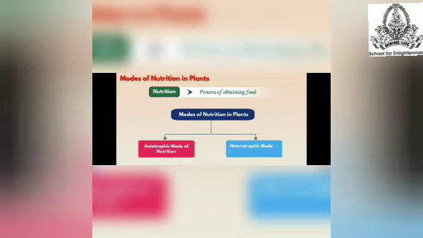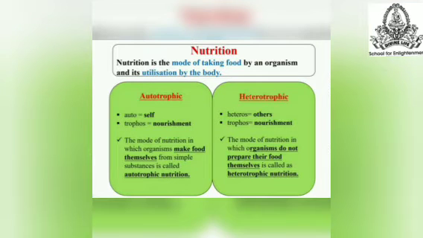Now we will discuss autotrophs, that is, the autotrophic mode of nutrition. The mode of nutrition in which organisms make food themselves from simple substances is called autotrophic nutrition, while the mode of nutrition in which organisms do not prepare their food themselves is called heterotrophic nutrition.